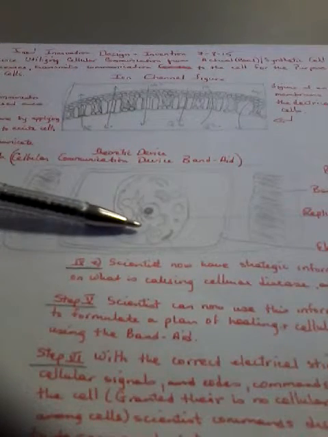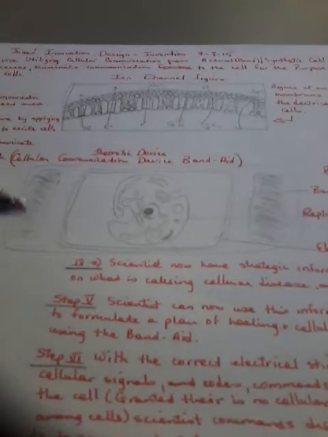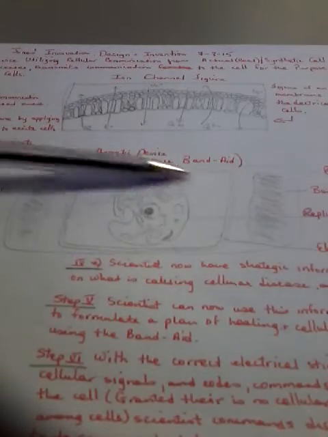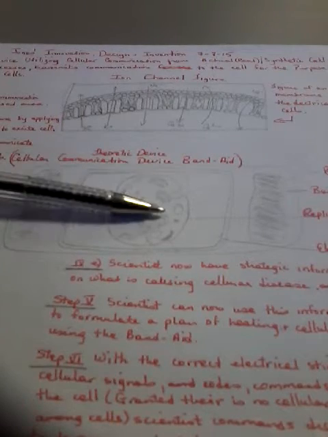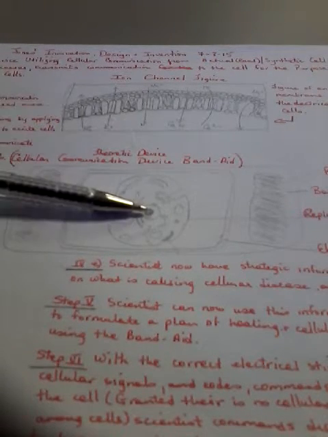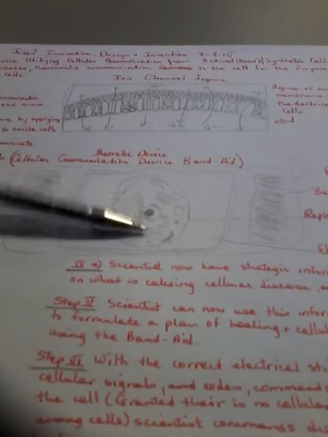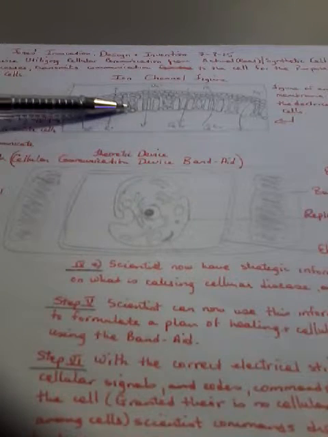How it works is quite simple. It's non-invasive. You would place the Band-Aid on the localized area that's diseased. You would stimulate the cell using proper electrical currents. The cell would begin to communicate with the other cells, all the way down to the diseased area.